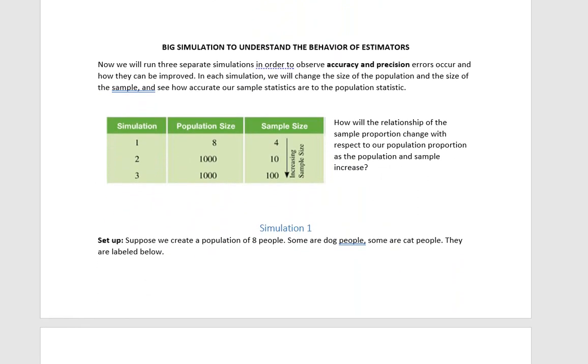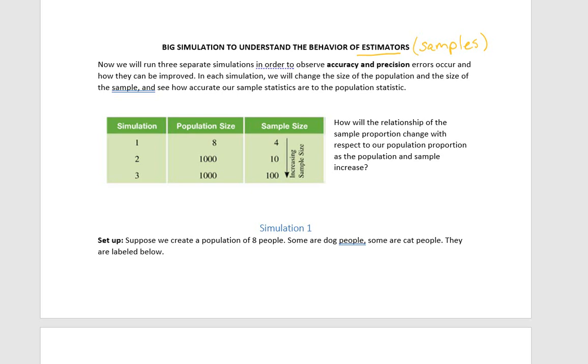All right, so now what we're going to do is look at a simulation that's going to tell us the behavior of estimators. Another way to talk about estimators is calling them samples. So here's what we're going to do: we are going to run 3 separate simulations in order to observe accuracy and precision and how we can improve them.